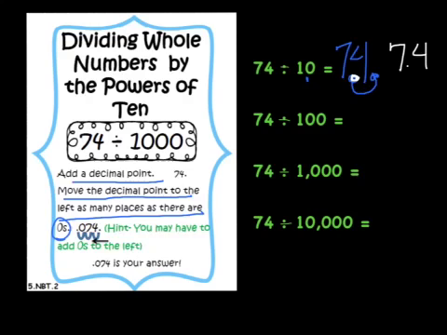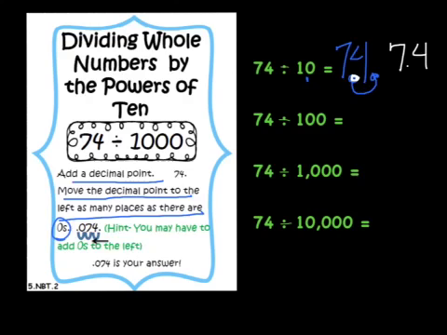10 goes into 40 4 times. When you're doing long division with a decimal, we bring the decimal straight up. So 4 times 10 is 40, and our answer is 7 4/10. But the easier, quicker way is just to move your decimal over. Okay, now let's do the rest of these and see if we understand a little better.